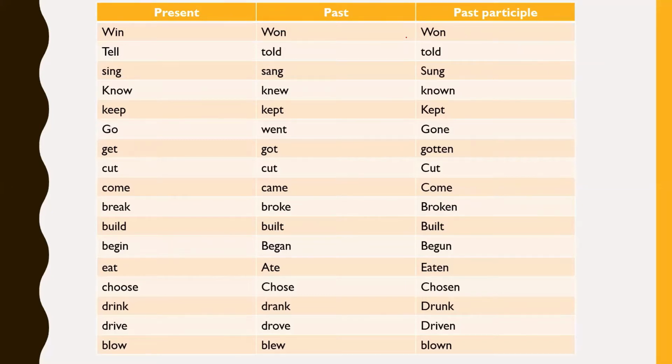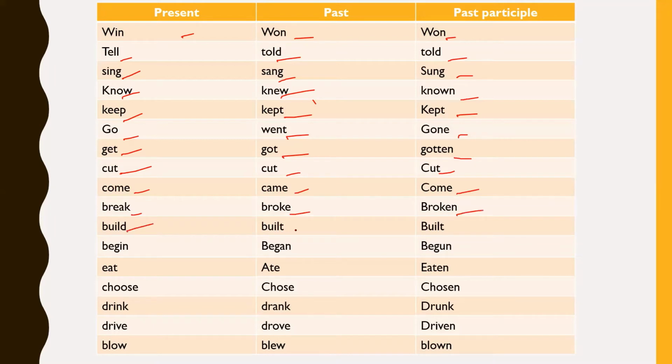Here is a list of verbs in present, past, and past participle. Win, won, won; tell, told, told; sing, sang, sung; know, knew, known; keep, kept, kept; go, went, gone; get, got, gotten; cut, cut, cut; come, came, come; break, broke, broken; build, built, built; begin, began, begun; eat, ate, eaten; choose, chose, chosen; drink, drank, drunk; drive, drove, driven; blow, blew, blown.